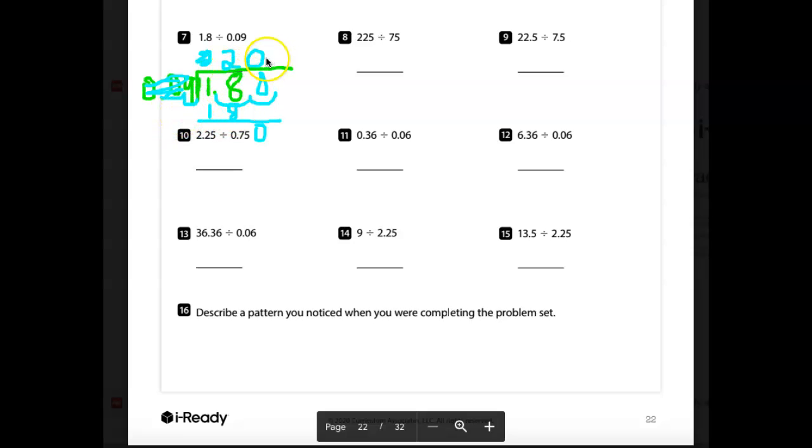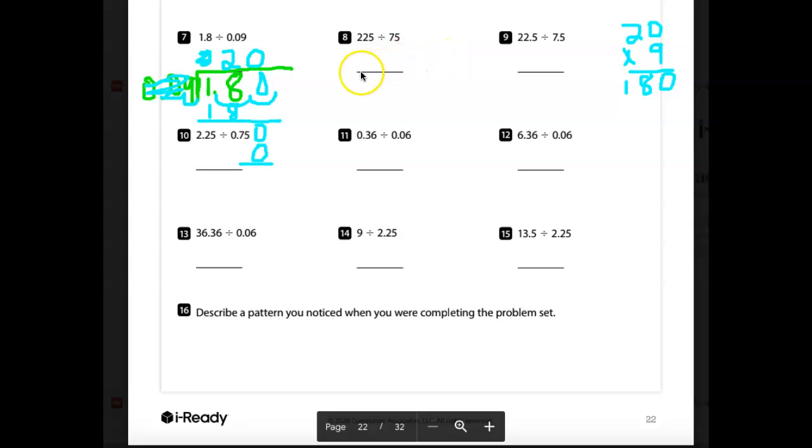So it's very important that, even though we have a 0 here, we can't just ignore it, because if you didn't put the 0 here, it would be 2. And there are not 2 9s in 180. There are 20 9s in 180. And you can multiply 20 times 9, and you'll see that you get 9 times 0 is 0, 9 times 2 is 18. Okay? All right.